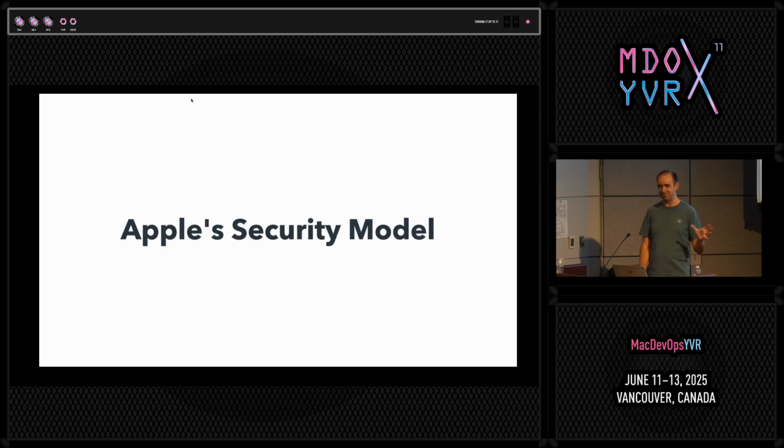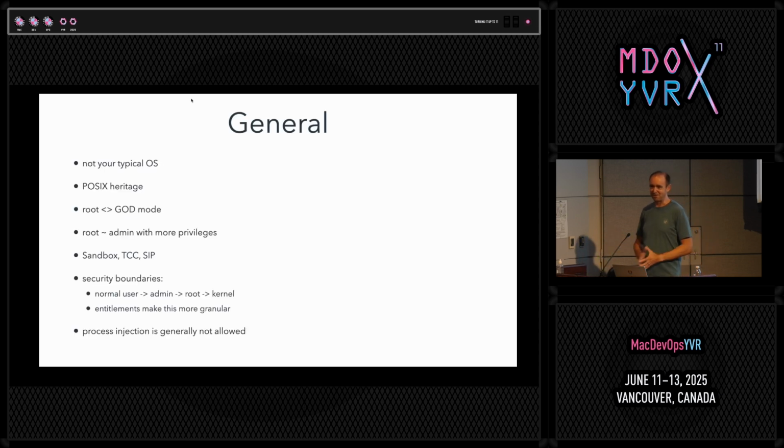So this will be really brief because I think here everyone knows this. macOS is not your typical OS. It has a POSIX heritage. Root is kind of an admin user with some more privileges, but it's not like a god as in other POSIX systems. We have sandbox, TCC, SIP. We actually have security boundaries on this platform, from normal user to admin to root to kernel. Unlike on Windows, where if you are any type of admin user, going from medium admin to high admin to system to kernel, there is no security boundary on Windows in that chain by design.